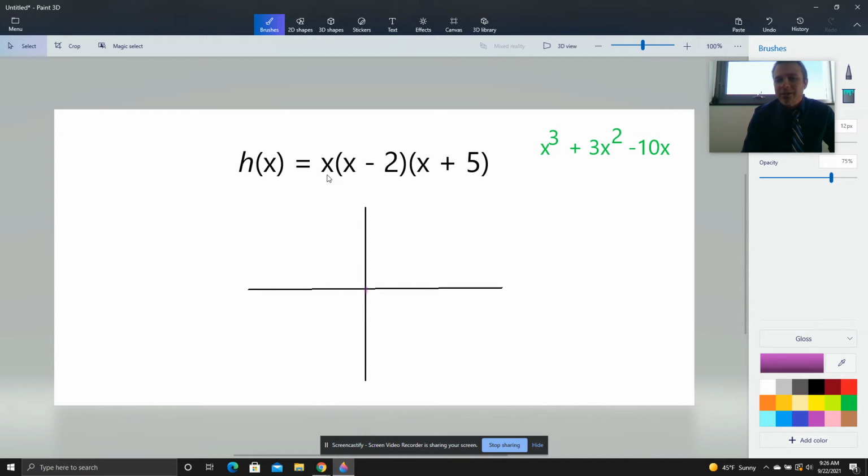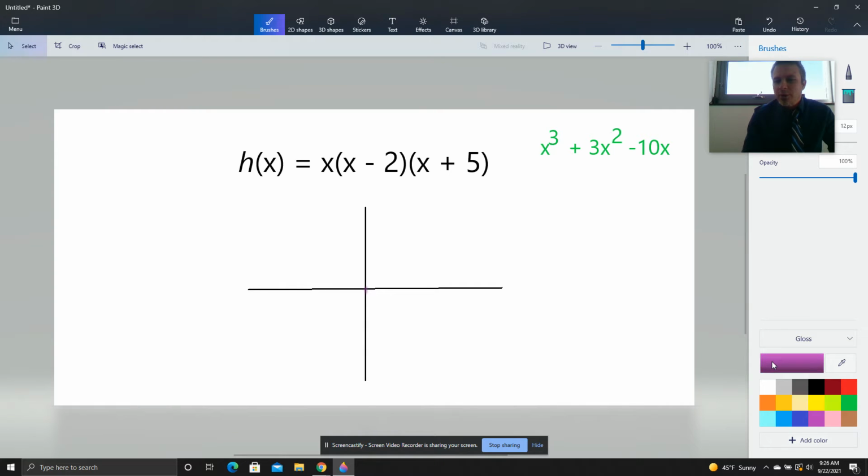Well, I know the x is going to multiply this x, and it's going to multiply this x, and it's going to be 1 times 1 times 1. So that's why I get this lead term of 1x cubed, okay? Something that's really helpful here is if we find the zeros.